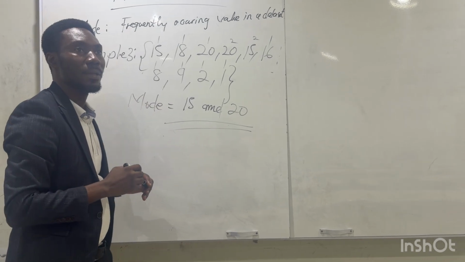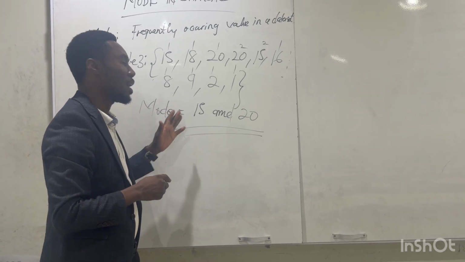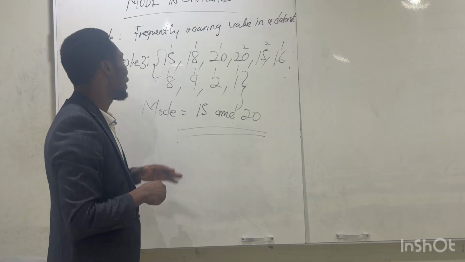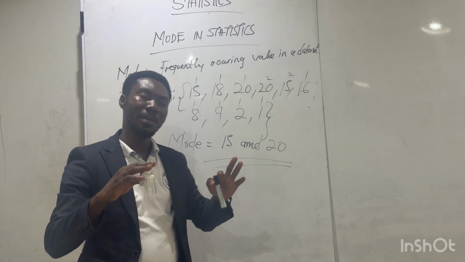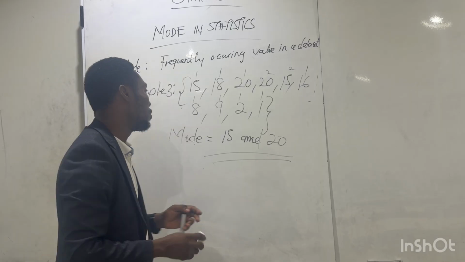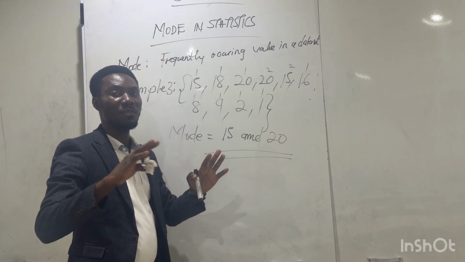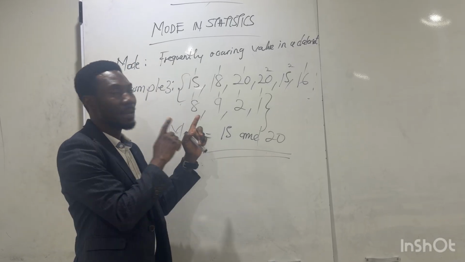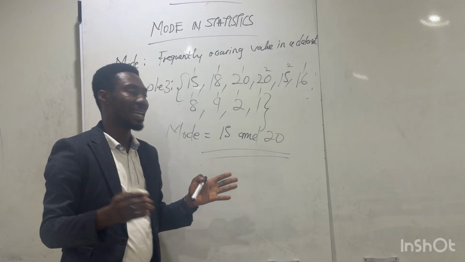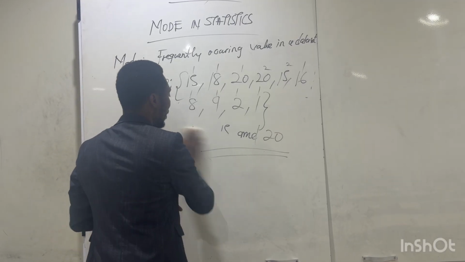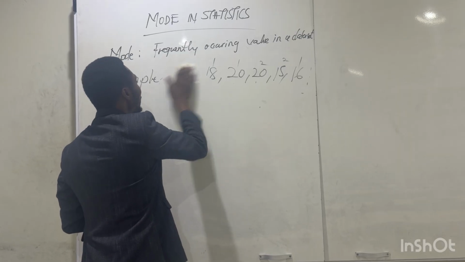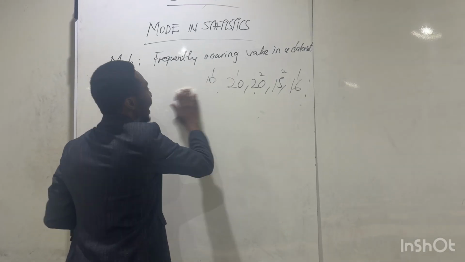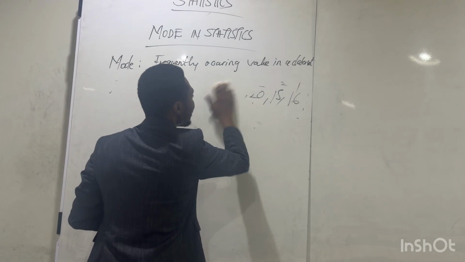Is that okay? Yeah, so this is a typical example of how to calculate for mode in a simple data or a raw data. Now there are 4 types of mode, okay? Or we can have 4 types of data. In terms of mode, under the concept of mode in statistics, we can have 4 different types of data.